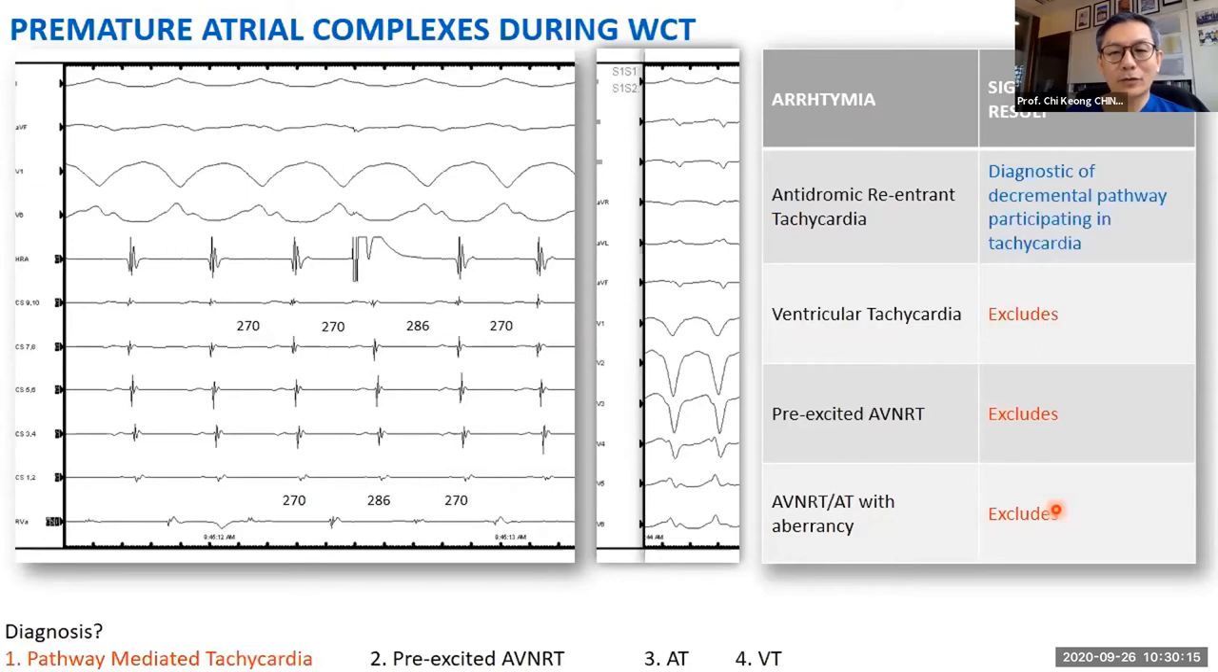I think for those who have voted VT, like what Dr. Paul Lim said, if you have a PAC and it captures a ventricle, you will see a capture or fusion beat, right? And if you are able to get into the tachycardia with concealed entrainment, so to speak, a single beat entrainment, then you know the atrium is part of the circuit. If the atrium is part of the circuit, then you exclude AV reentrant or AV nodal reentrant tachycardia. So that can exclude it nicely. So this is one good trick.